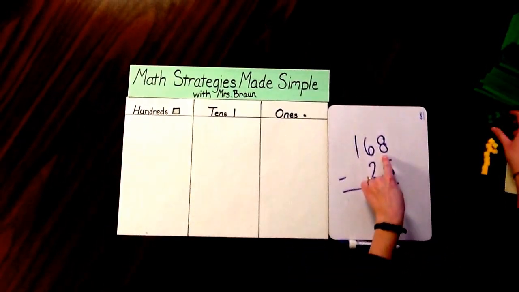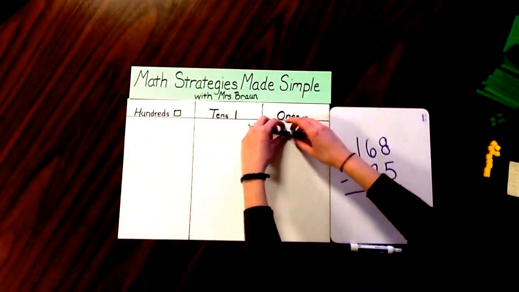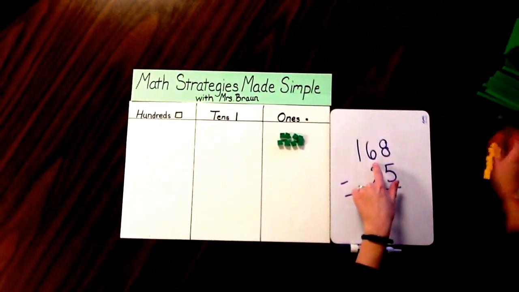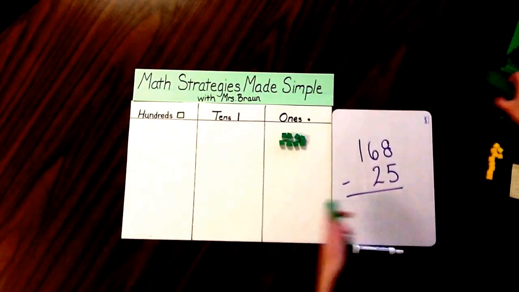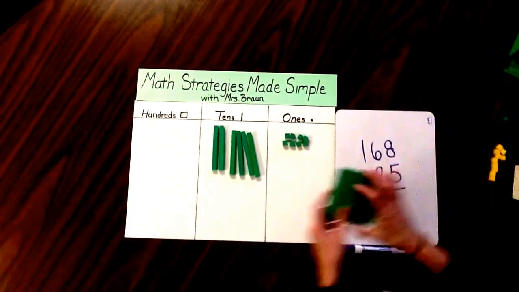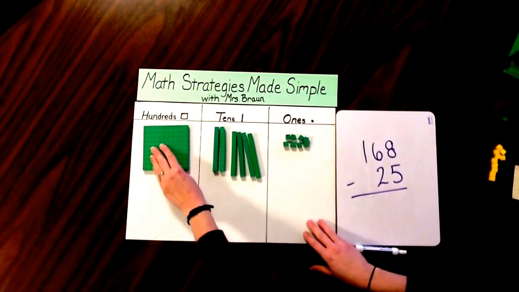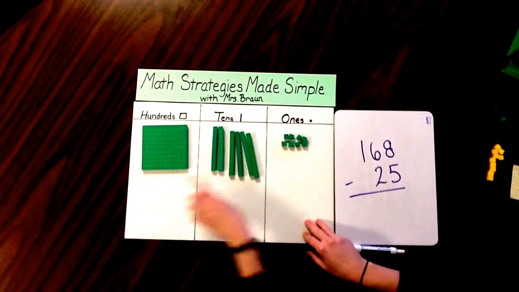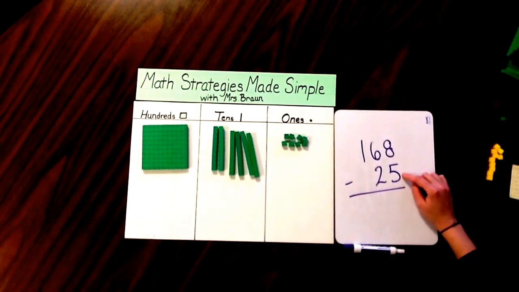So in the ones place, I have 8, so I'm going to show 8 ones. In the tens place, I have 6, so I'm going to grab 6 tens. And in the hundreds place, I have 1, so I'm going to put 1 hundred. So altogether, this shows 168. From this, I'm going to take away 25.